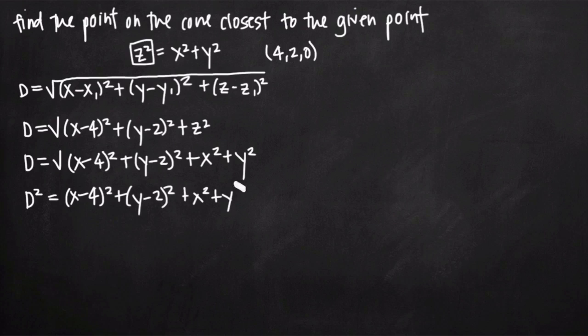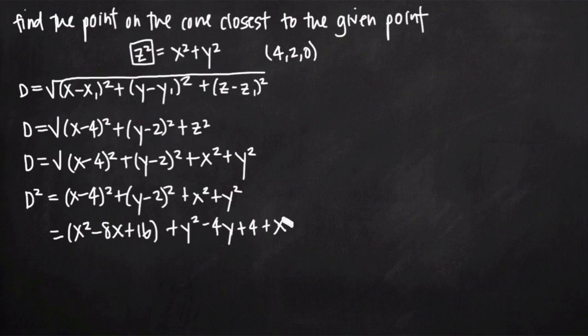We can also go ahead and expand these x minus 4 quantity squared and y minus 2 quantity squared terms and simplify our equation that way. So when we do that, we'll get x squared minus 8x plus 16, we're just foiling this out here, plus y squared minus 4y plus 4, and then we have plus x squared plus y squared, like this.